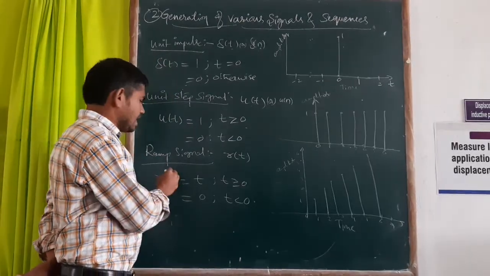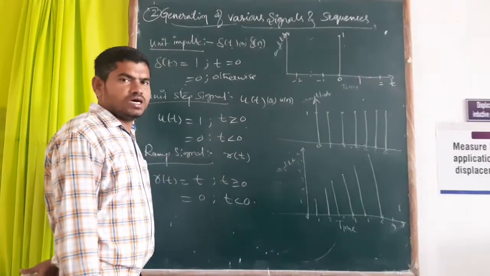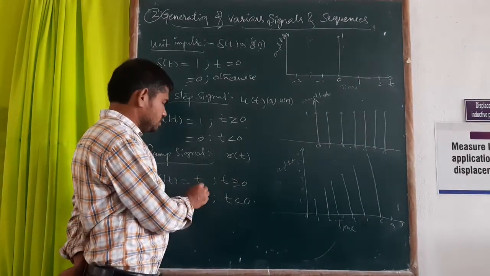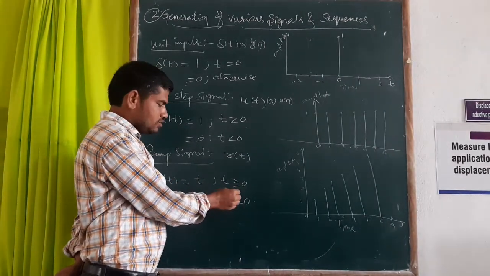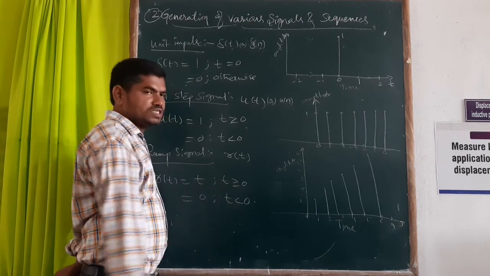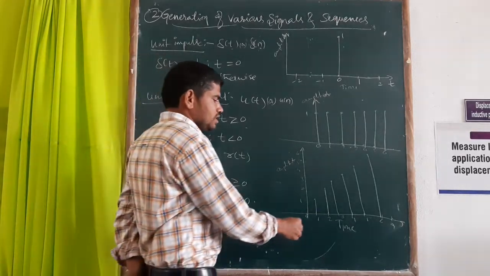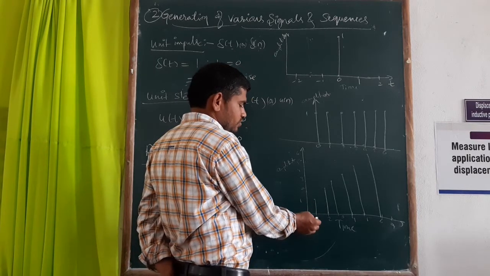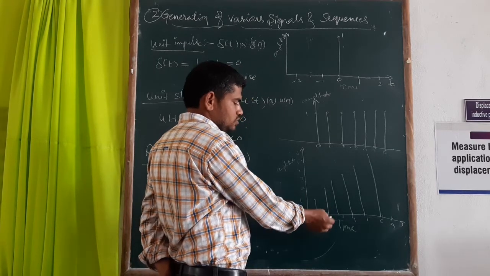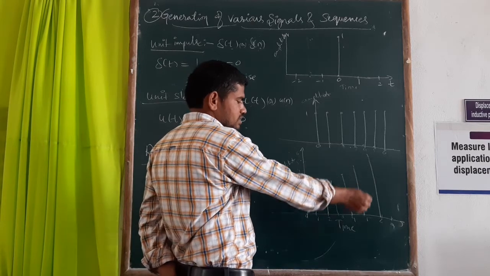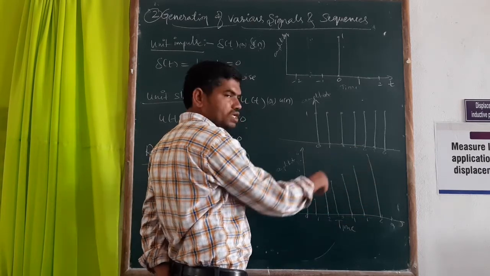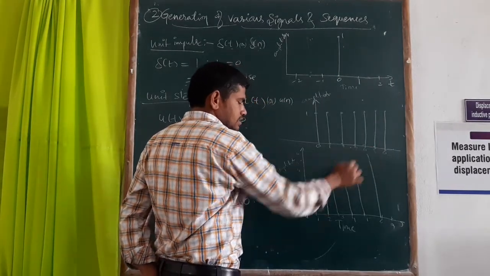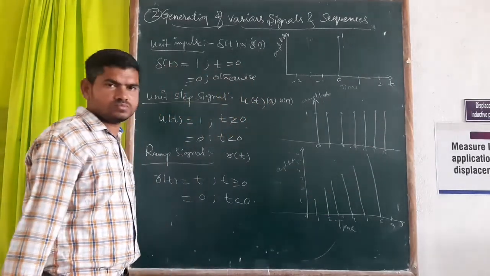Next one, ramp signal. The ramp signal is denoted by the symbol r of t. That is, r of t is equal to t where t is greater than or equal to 0, and 0 where t is less than 0. Here r of t means at 0 the amplitude is 0. At 1 the amplitude is 1. At 2 the amplitude is 2. Like this, up to 6 points. Now I am showing the ramp signal. This is the ramp signal, like this.